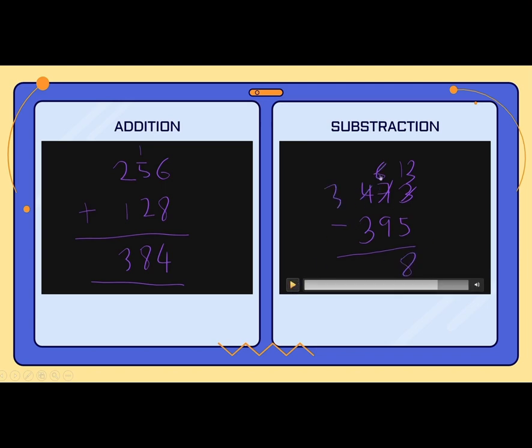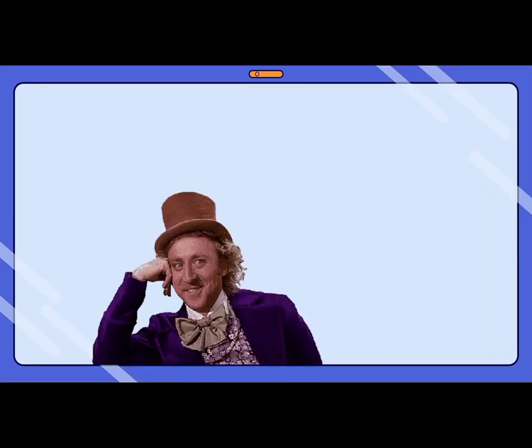And we know that now 6 cannot be subtracted by 9 because it's far too small. So we have to borrow from 4. So after borrowing from 4, 4 will be 3 and 6 will be 16. So 16 minus 9 will be 7, and the answer is 78. Alright, that's all you need to know about decimal.